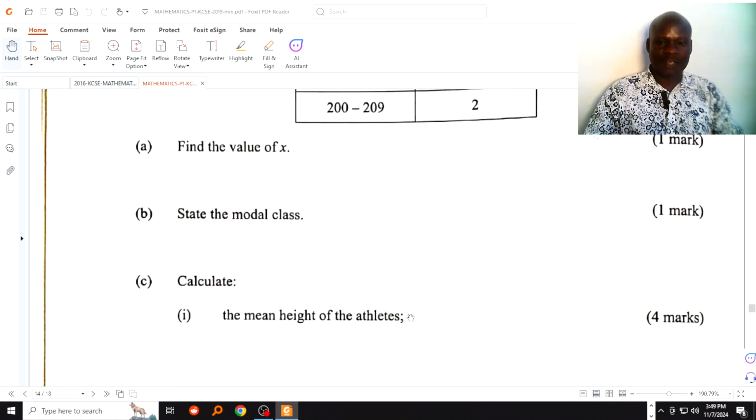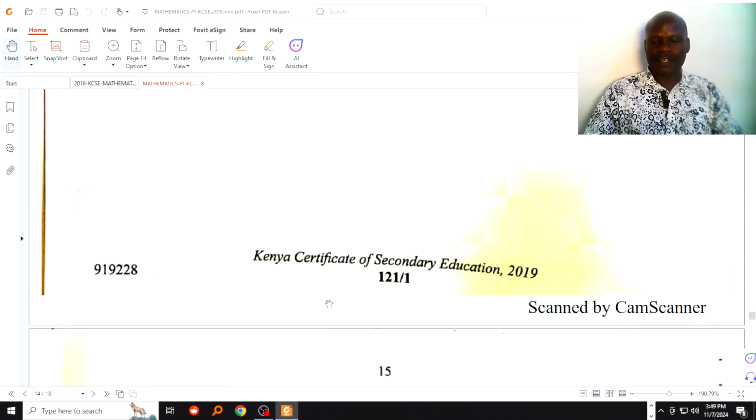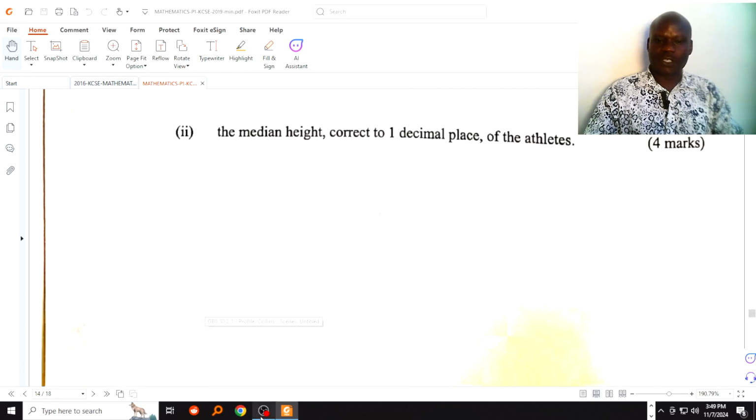Calculate the mean height of the athletes, 4 marks. Then calculate the median height, correct to 1 decimal place, of the athletes, 4 marks. And that's the question. So let's see what our solution is.